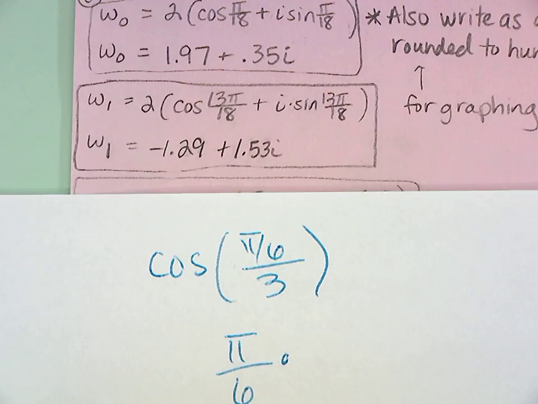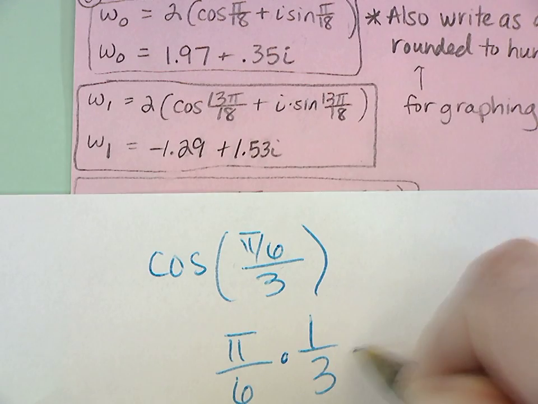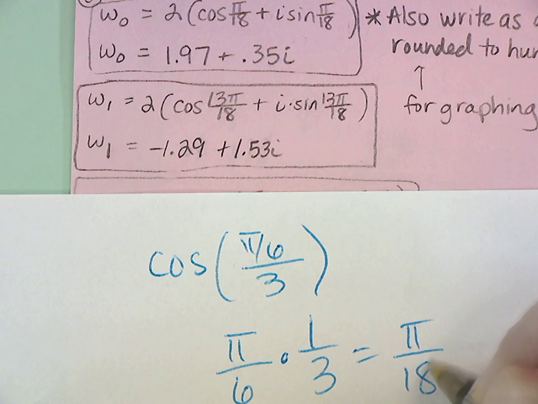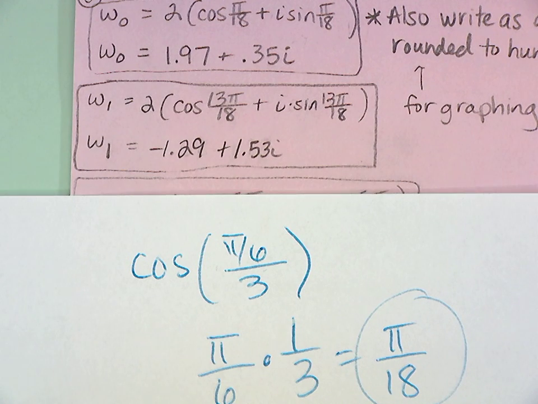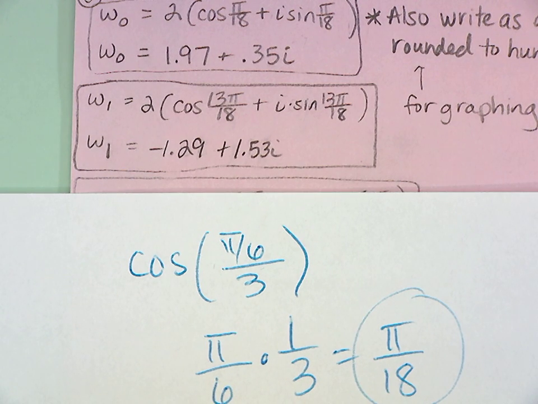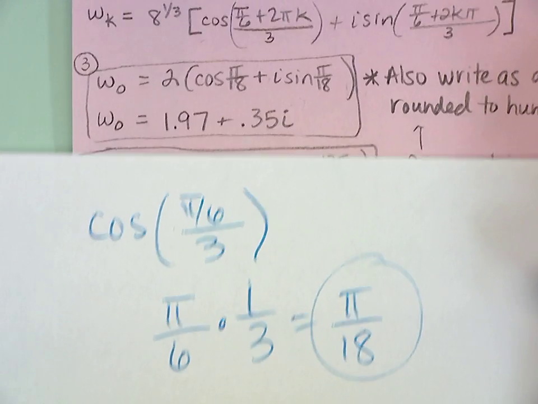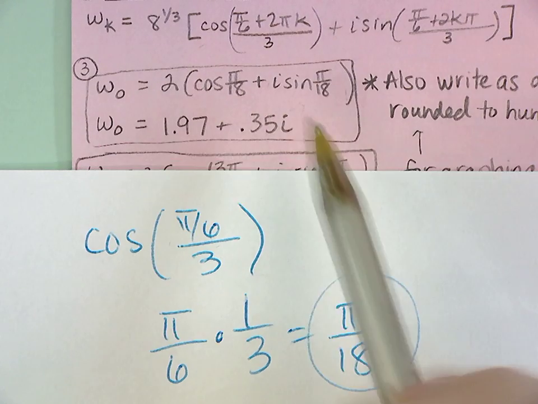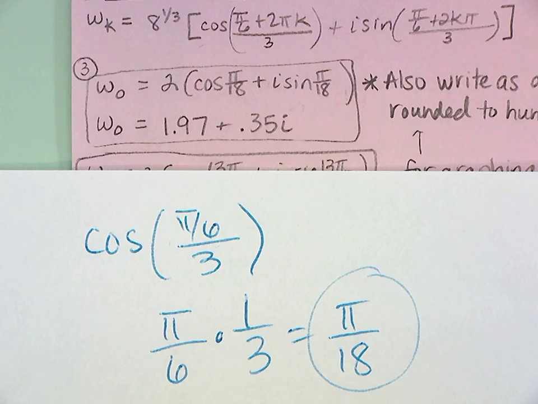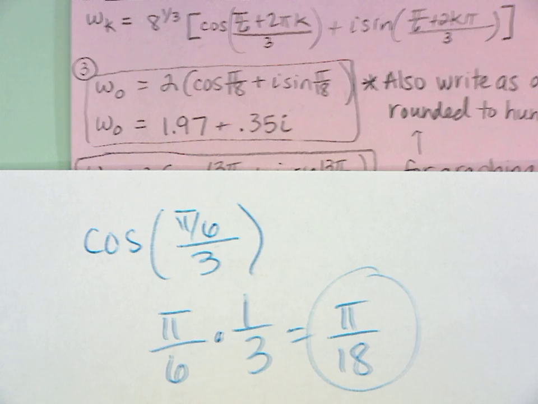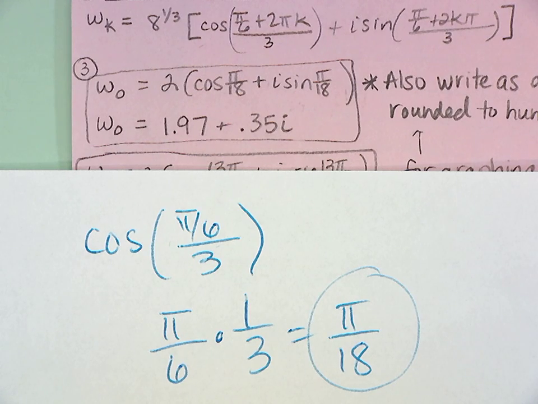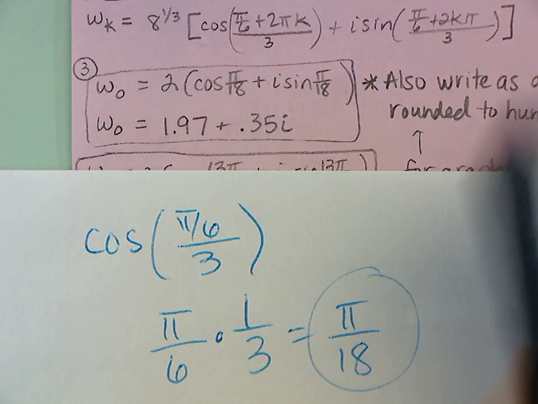Yeah, the 1/3, which is the reciprocal. What's your n value? Your n value is 3, right? Yep, so your n value is always going to be whatever root you're taking. Okay, and now pi over 18 isn't on your unit circle, so what we can do is we can evaluate the cosine of pi over 18.